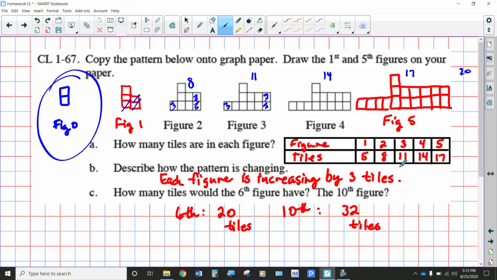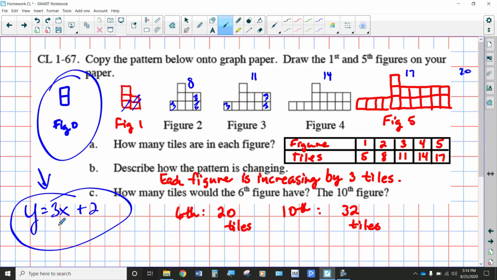And then the 10th figure, if we just kept the table going, we could eventually figure out that the 10th figure would have 32. I'm going to tell you right now that the rule for this is y equals 3x, because it's growing by 3 every single time, plus 2, that's the figure 0 number. And so let's check the 10th one. 3 times 10 plus 2 is 32. Let's check the second one. 3 times 2 is 6, plus 2 is 8. That is the correct rule. Once again, you are not expected to know how to do the rule. You'll learn that in the future, in the next couple months.